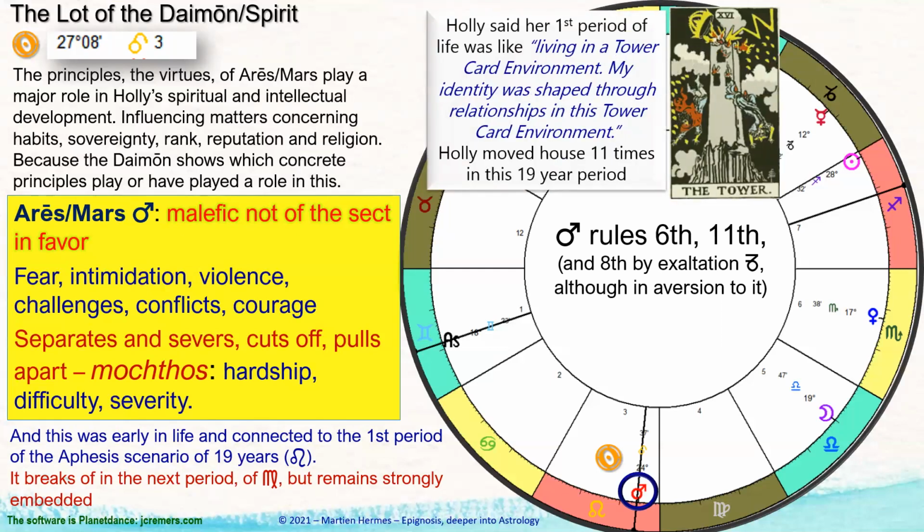It was like living in a tower card environment. The tower card environment refers to the tarot card of the tower, and I think it's quite illustrative of an Aries environment. We can laugh about it now, but it must have been pretty severe at times in Holly's youth. And Holly also said that she moved 11 times in this 19-year period, which is a lot. Yeah, it really is, isn't it?